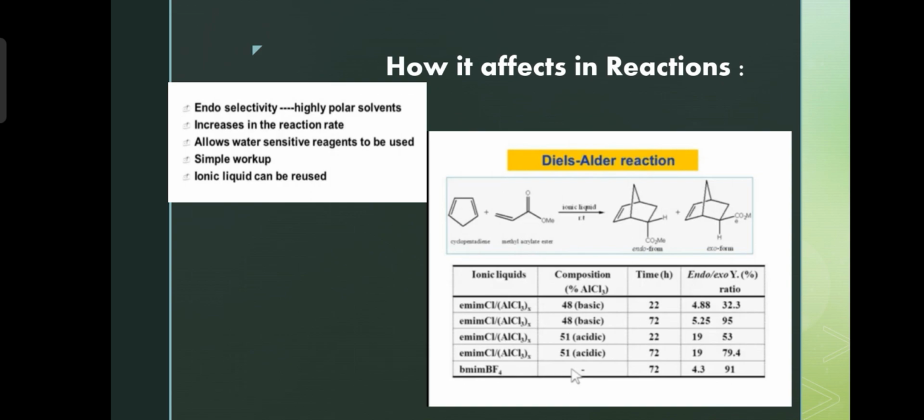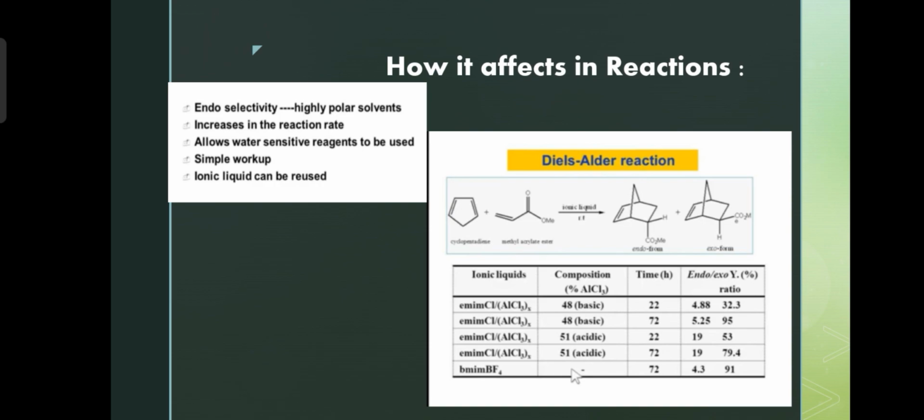And here is how it affects the reaction. In the Diels-Alder reaction, it gives endo selectivity, and a highly polar solvent increases the reaction rate and allows water-sensitive reagents to be used. It is a simple workup process, so we do not have to use many phases or go through many steps. The ionic liquid can be reused. That's a key feature of our ionic liquid, that it can be reused.